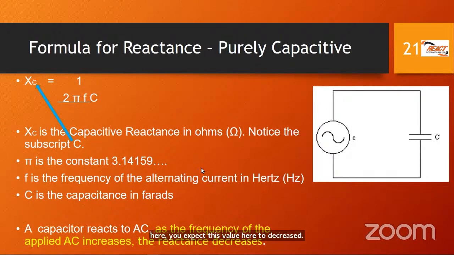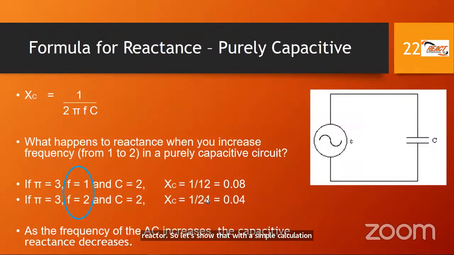So let's show that with a similar calculation to the one we did for the inductor. Again, we're staying with the purely capacitive circuit, and we're dealing with reactance. You have the AC source, and all you have in the circuit is a capacitor. There's no resistor, there's no inductor, there's nothing else, just the hookup wires, okay? The formula looks better here. It's 1 over 2 pi fc.